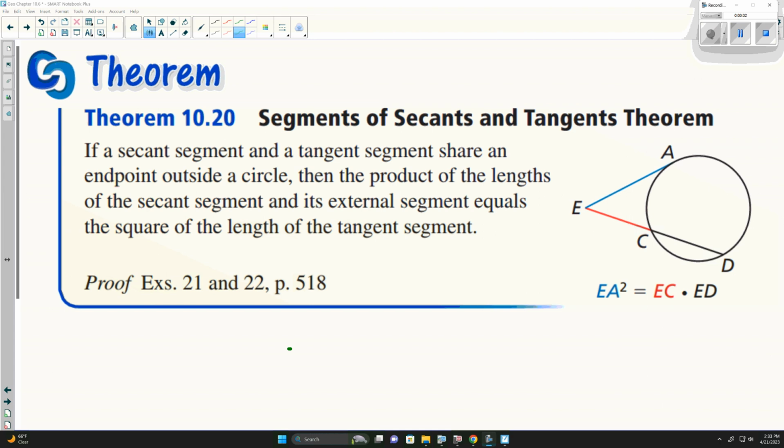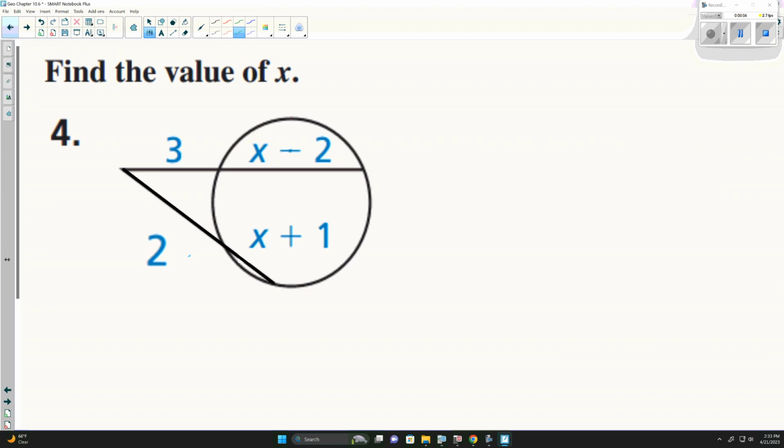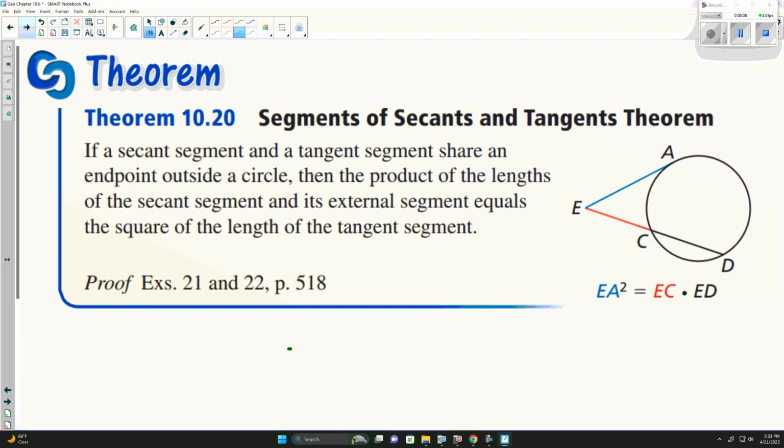So we started the note sheet yesterday, and I believe we finished up with this problem here, was the last one we covered. So the next theorem we're looking at is the segments of secants and tangents theorem.